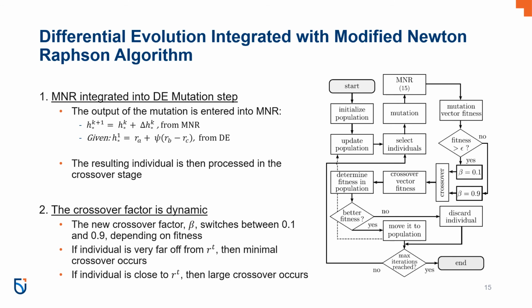The crossover factor changes between 0.1 and 0.9. If the output of the modified Newton-Raphson is fit, meaning it is a good candidate solution, the crossover factor will become 0.9, where the vector will take on the form of the Newton vector. Whereas if the output of the modified Newton-Raphson is very poor, the crossover factor will become small, like 0.1, and the crossover vector will then resemble the mutation vector very little. This is then carried on into the selection stage of the proposed algorithm.